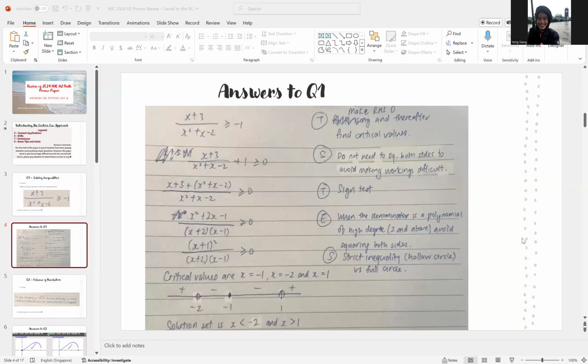As you can see, what I deliberately did was to make the right-hand side 0 first, such that I am very well aware of what I want to do. Then later on I see that I have made the right-hand side 0 already, but the fraction is still not expressed as a single fraction yet.